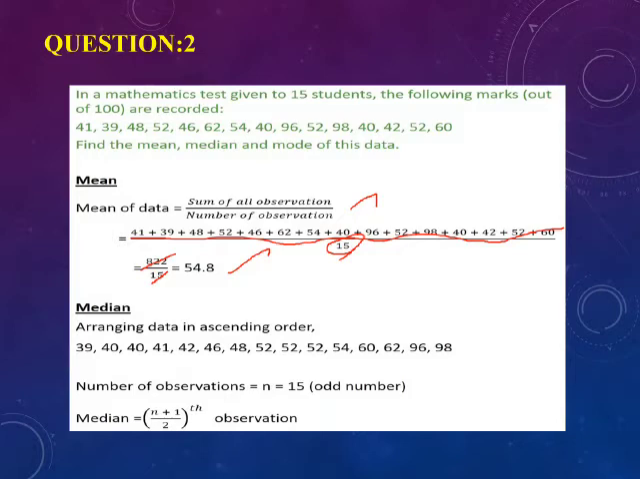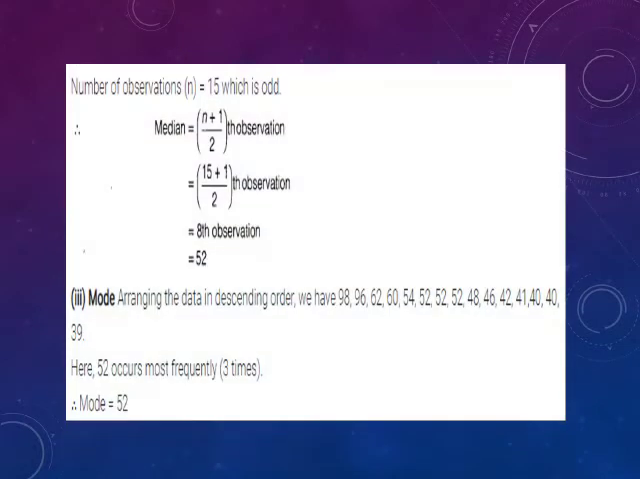Then median, we have to arrange it in ascending order first. Then after arranging in ascending order, we have to find out the formula for median, that is n plus 1 divided by 2. Here n value is 15. So 15 plus 1 divided by 2. The number of observations, that is 15, which is odd.